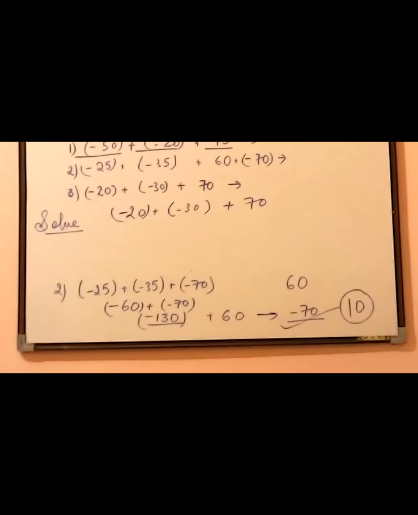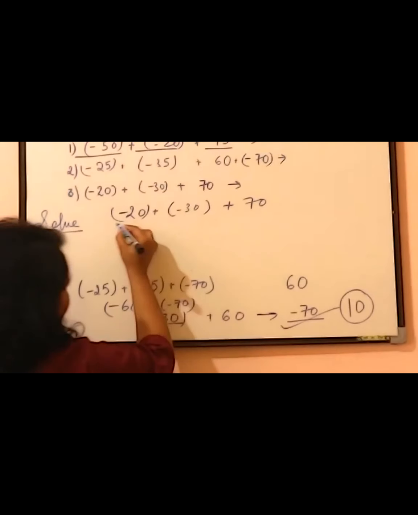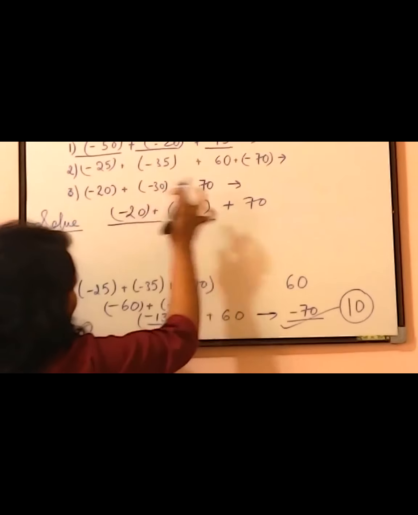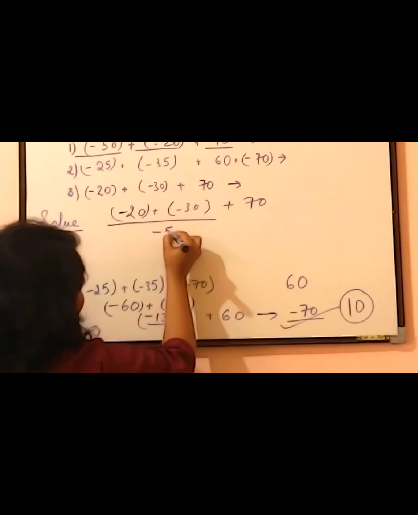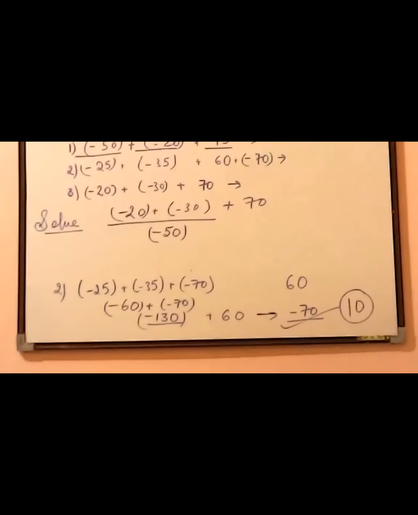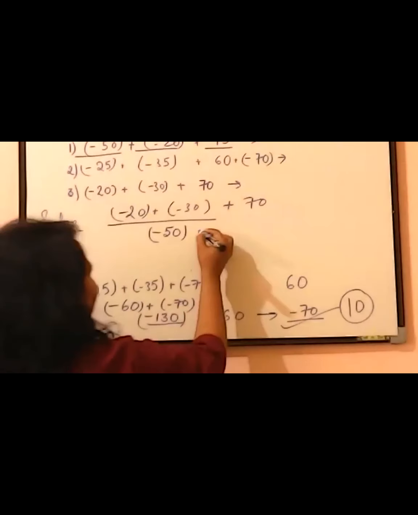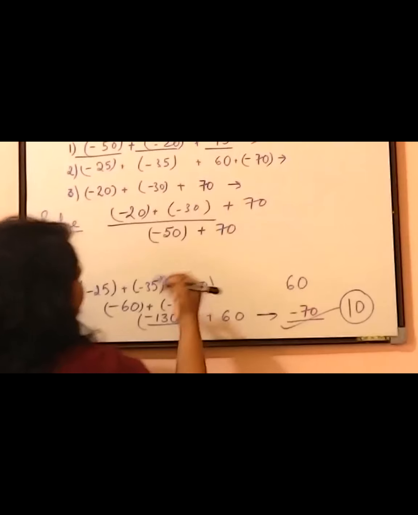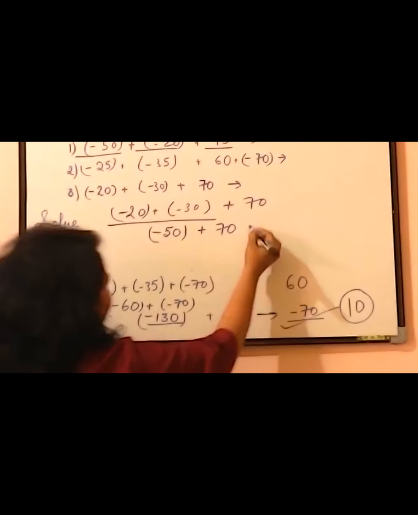Same process means you have to do it all the negative together. All the negative together means it is already written together. So -20, -30 will be added together and give you -50. And -50 and 70 will come together. Both are of different sign.